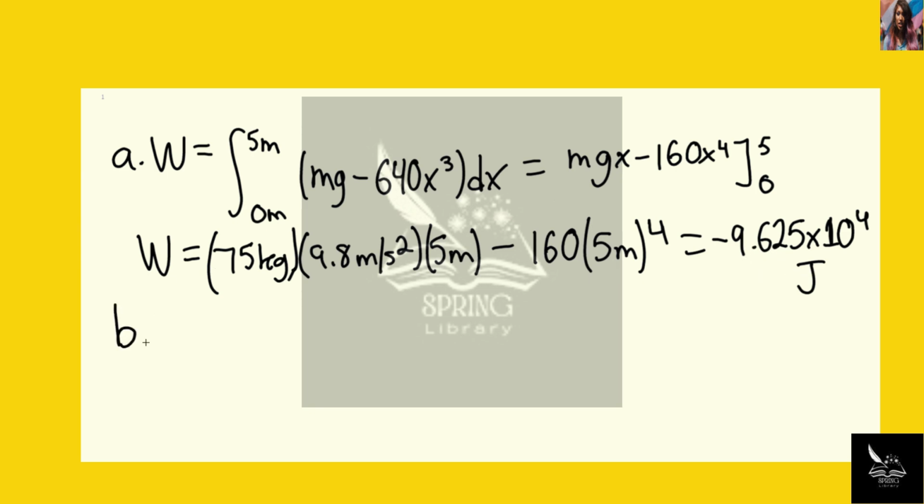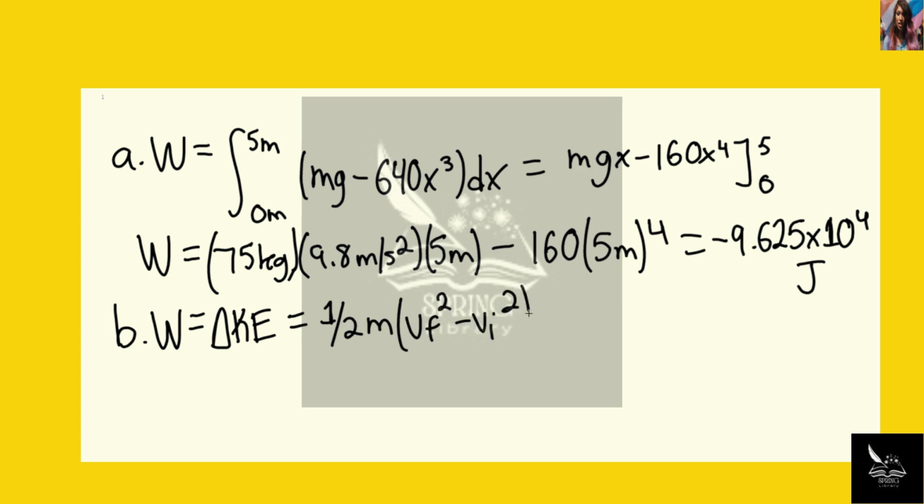For part B, we can relate this to the change in kinetic energy. We know that the change in kinetic energy is equal to 1/2 m times the quantity velocity final squared minus velocity initial squared. We know that the final velocity is 0. Therefore, to find the initial velocity, we can say that the initial velocity equals negative 2W divided by m, to the 1/2 power.